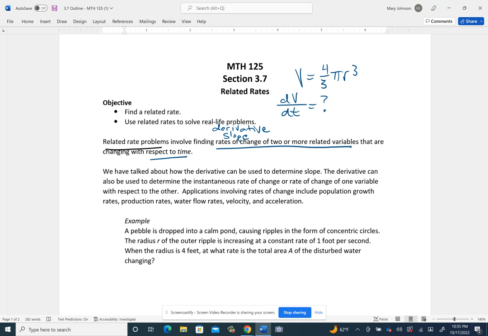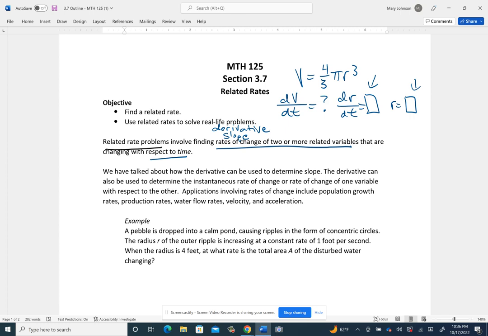Okay, so we might be asked to find that. What will be given is the rate of change of the radius with respect to time at the instant when the radius equals, we'll know this, for instance, a particular radius. So we might be looking for the rate of change of the volume with respect to time, if we know that the radius is changing with respect to time at a given rate when the radius is a certain number of feet or whatever, okay?